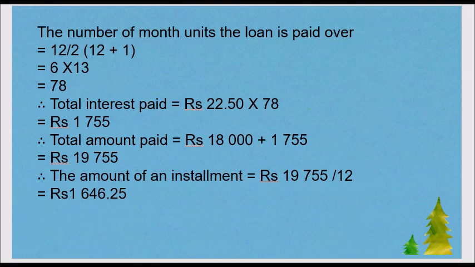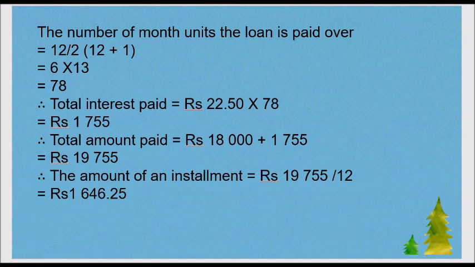Total amount paid. That's very easy. You can add both amounts. The loan is 18,000 rupees and the total interest is 1755 rupees. The total of both values is 19,755 rupees. So now you have to calculate the size of the monthly installment or the amount of an installment.